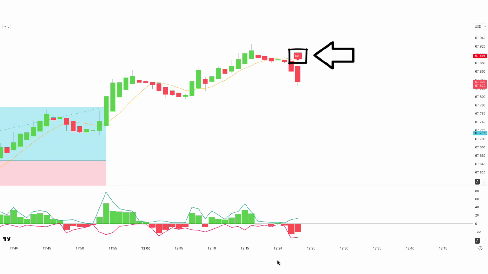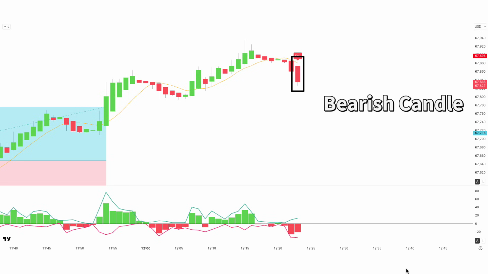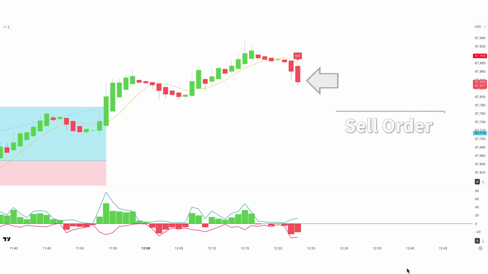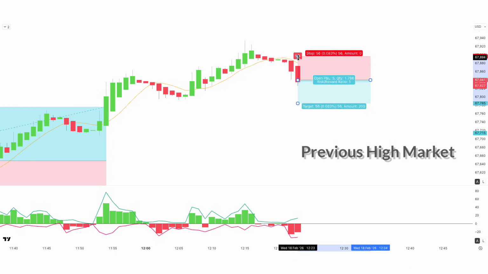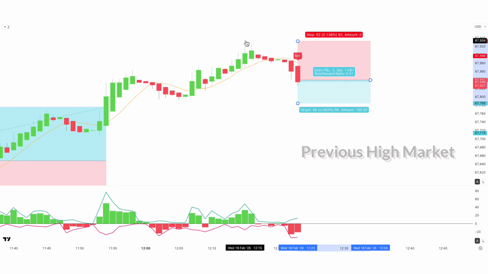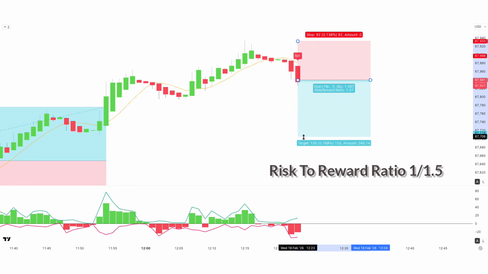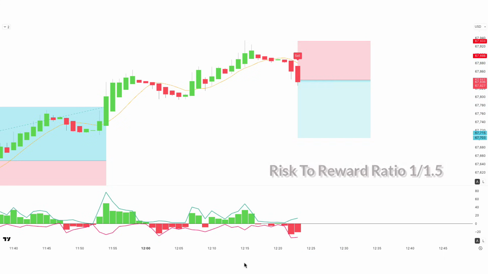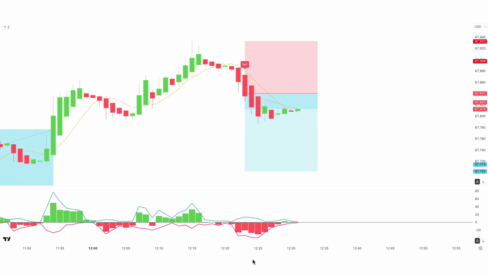Here the breakout pullback arrow of this indicator is a sell signal. Here the Elder Ray indicator shows red columns. Here the market has made a bearish candle to give confirmation. So all our conditions are being fulfilled, so we are placing an order to sell. Our stop loss is to be placed at the previous high of the market, and the risk to reward ratio will be 1:1.5. Let's see what happens to our trade.